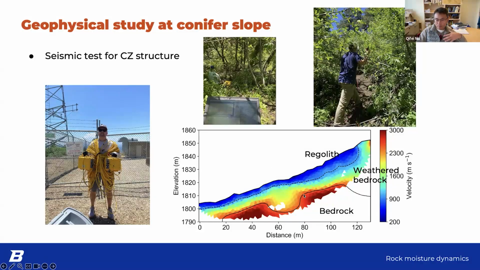And for weathered or fractured bedrock and fresh bedrock, their velocity is also different. It's roughly 2,500 in this case, and then we can draw another line. This shows us how the soil depths and fractured bedrock depths vary at different slope locations.